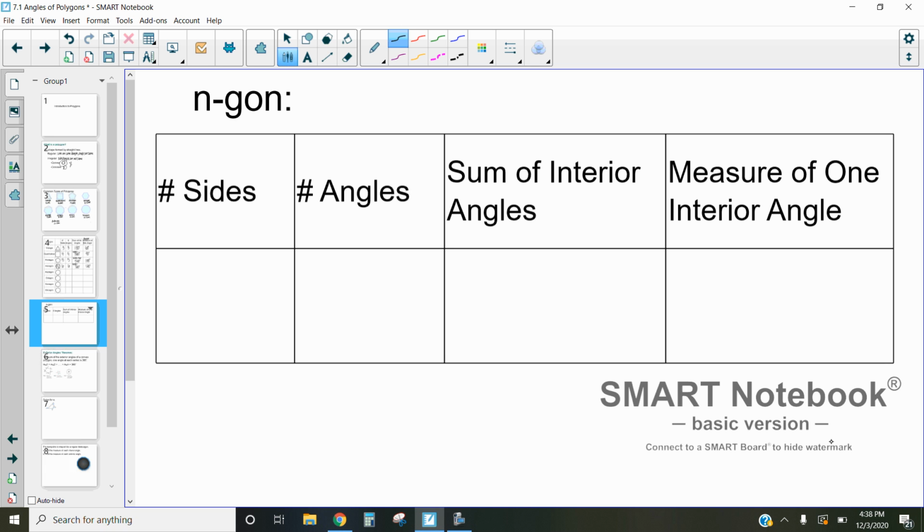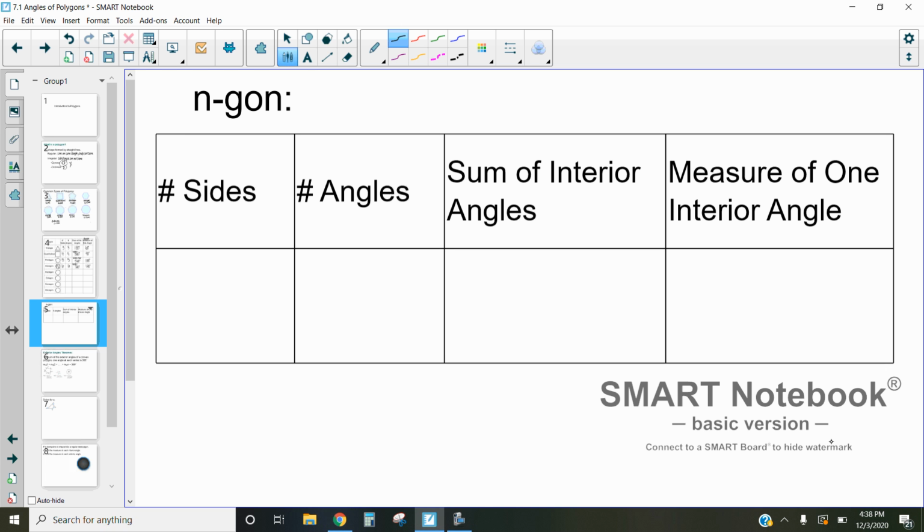An n-gon just represents a polygon with n number of sides. That n could be 3 sides, making it a triangle, or it could be 12 sides, making it a dodecagon. We don't really care which it is. What we're trying to do is write down some general ways that we can figure out how many sides, angles, the sum of their interior angles, and the measure of one interior angle might be.